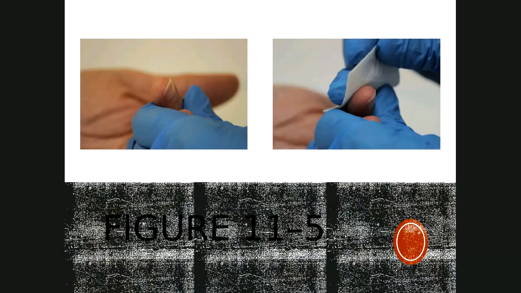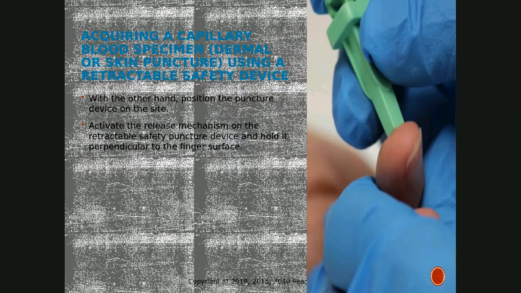As they're trying to select the site for skin puncture, we gently massage the finger to also get blood circulating to the fingertip. We'll clean with the alcohol pad. If we notice when we pull the alcohol pad up that it's significantly dirty, we will clean the site again. With the other hand, we're going to position the puncture device on the site. Again, we want to be perpendicular to the fingerprints. We don't want to be parallel.